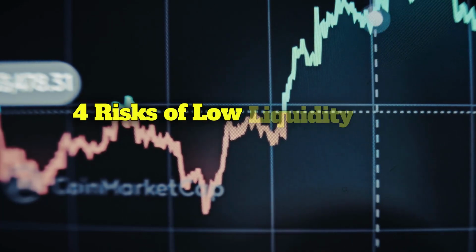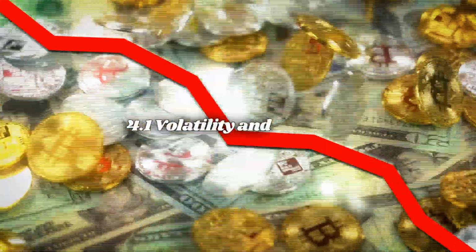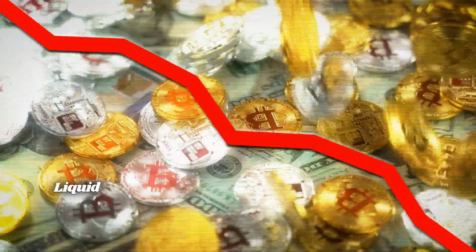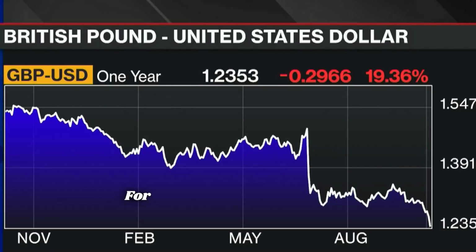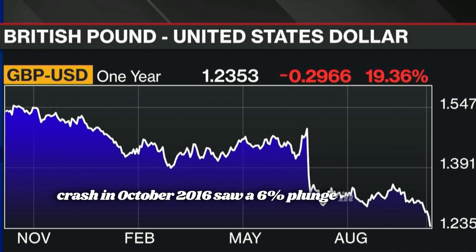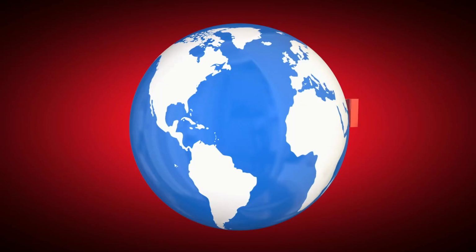4. Risks of low liquidity and how to mitigate them. 4.1 Volatility and slippage. Illiquid markets are prone to gaps and exaggerated moves. For example, the pound sterling to US dollar flash crash in October 2016 saw a 6% plunge in minutes, triggered by algorithmic selling amid thin liquidity.